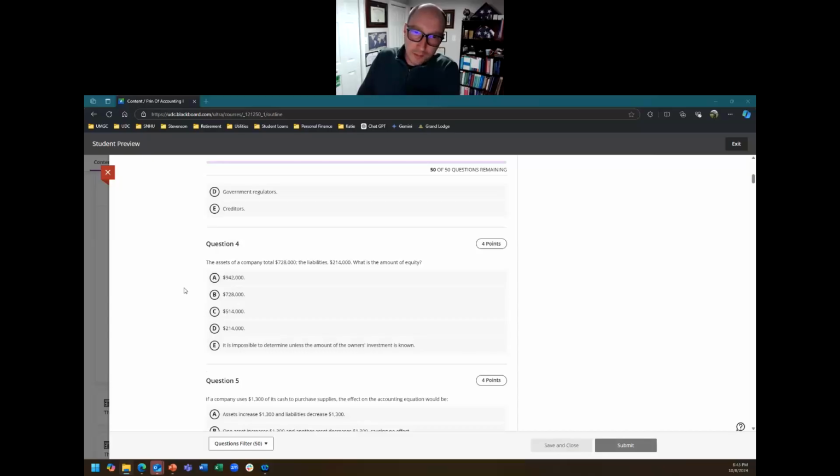Question 4, the assets of the company total 728,000, liabilities are 214. What is the equity? This is the accounting equation: assets equals liabilities plus equity. If I'm trying to solve for equity, I need to take liabilities and put it on the other side of the equation. How do I do that? I change the sign, right? So 728 minus 214. Now you know what equity is. See? 728 minus 214 gives you equity.